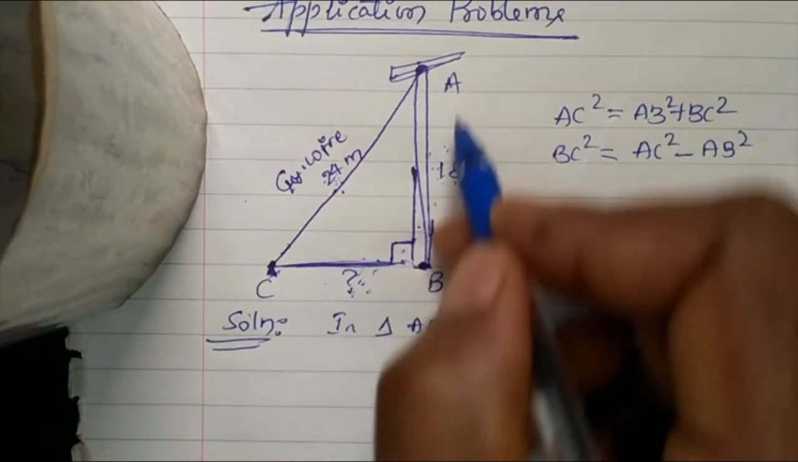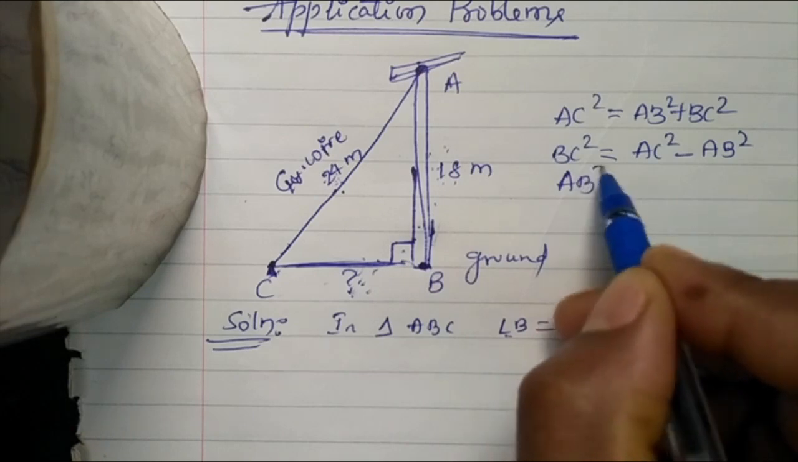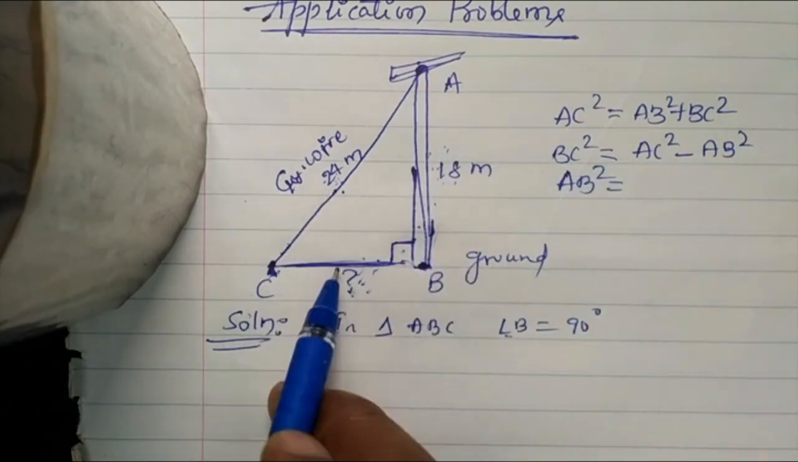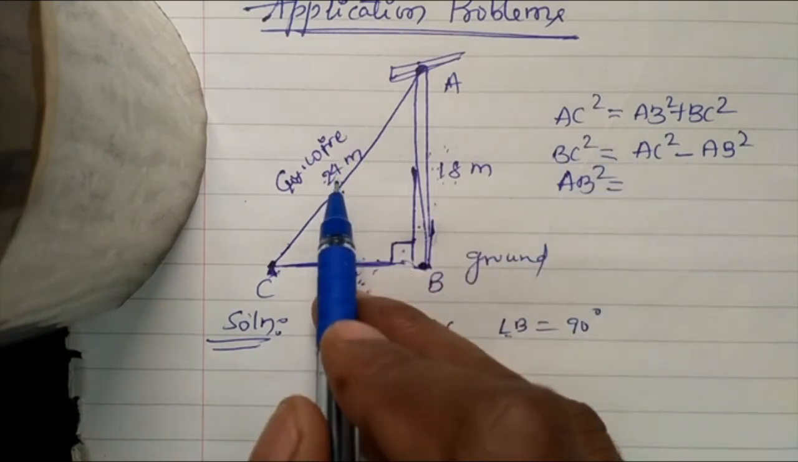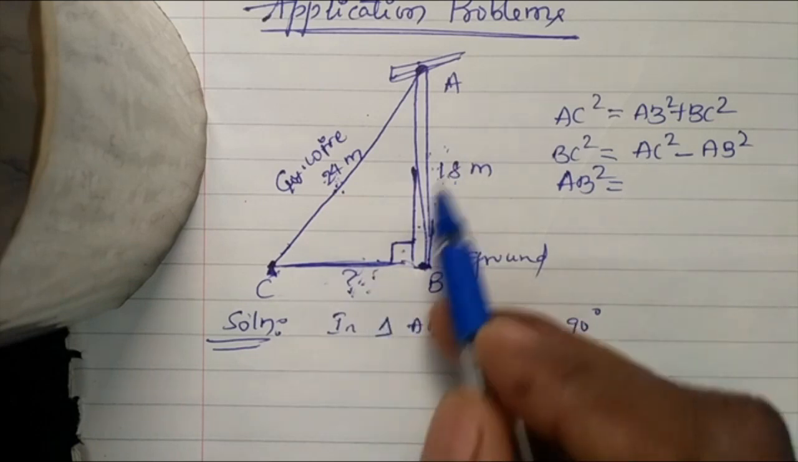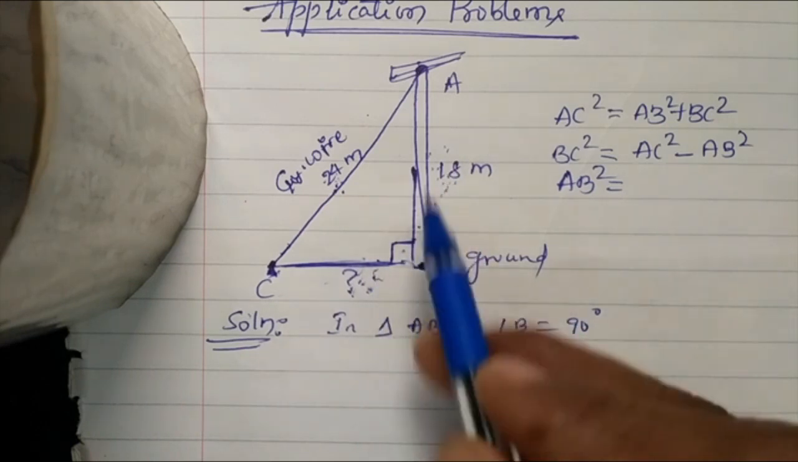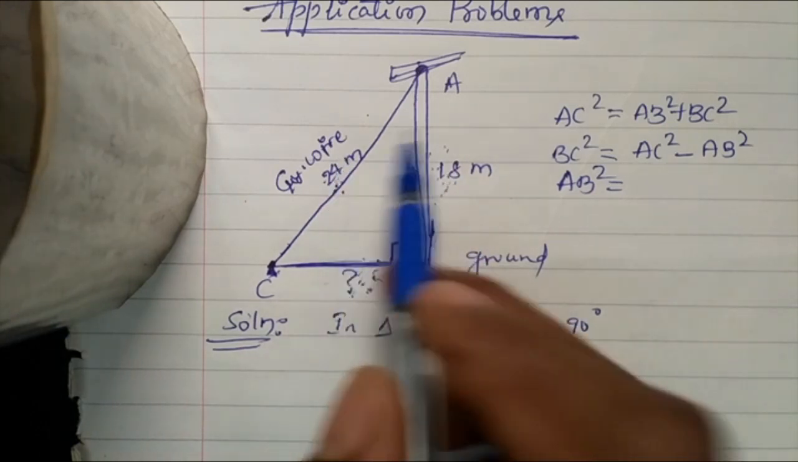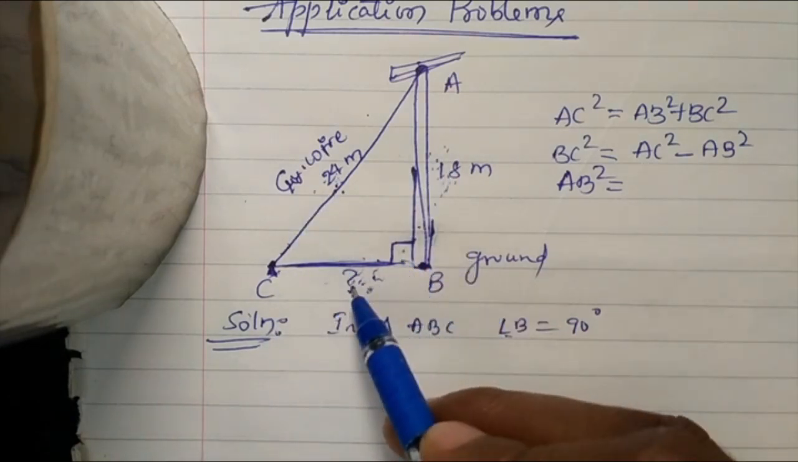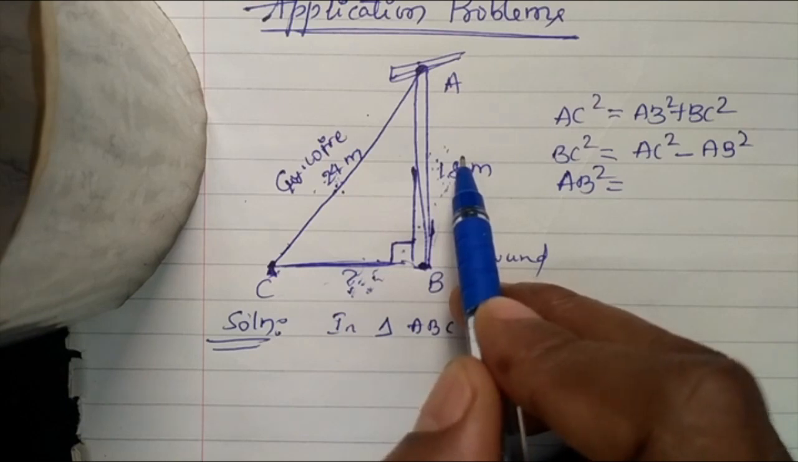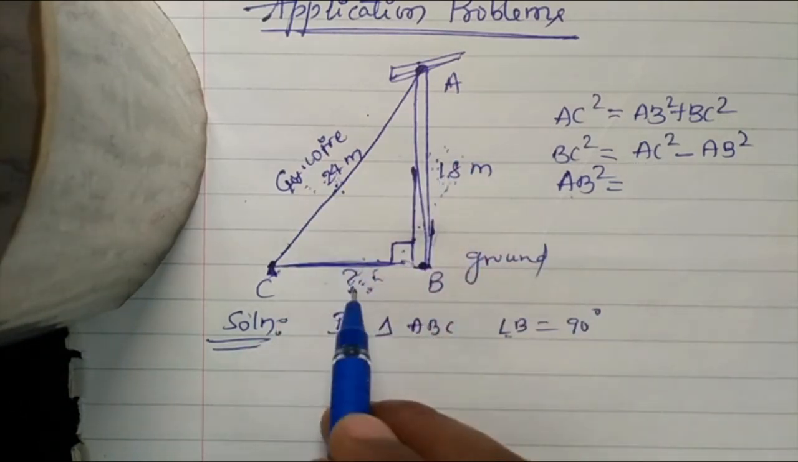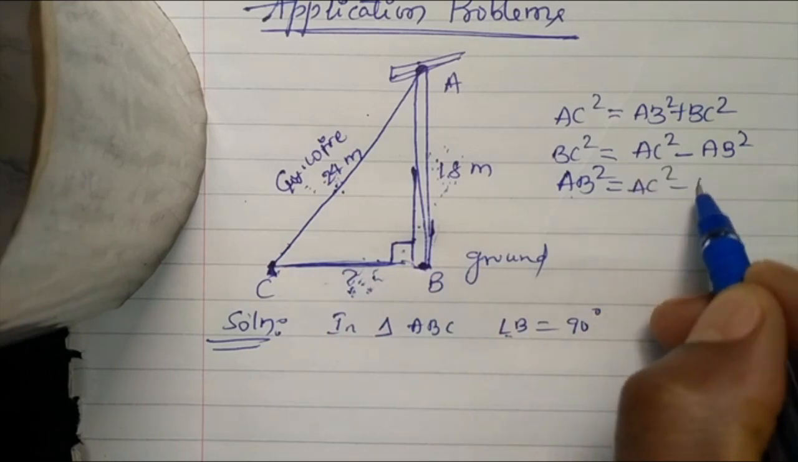The one more is if you are writing AB square separately. Whichever side you are writing separately, if that is smaller, then subtract these two. If the side you are writing is longer, then the other two add. So AC is the longer, then add these two. Two smaller things added, you will get the longer, right? If you are writing smaller, then longer minus another smaller. So AB is what? Smaller side, right? Then AC square minus BC square.